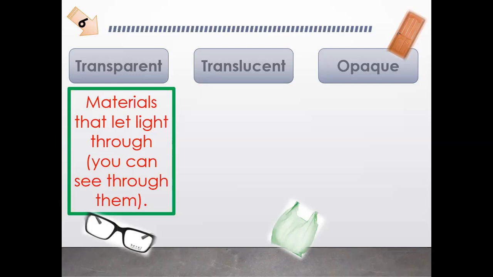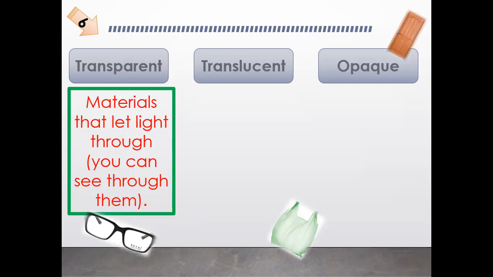So they can see the chair with its definite shape. They can see, for example, an eraser. They can see a table. They can see everything. Why? Because it's made from transparent material that lets all the light pass through it. That's why you can see through them.